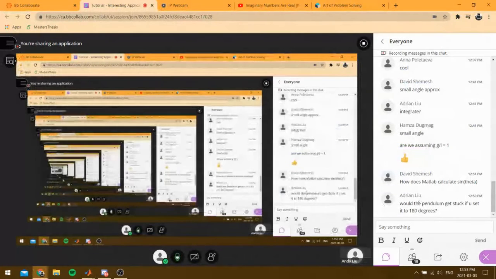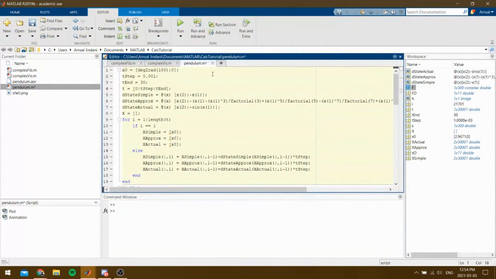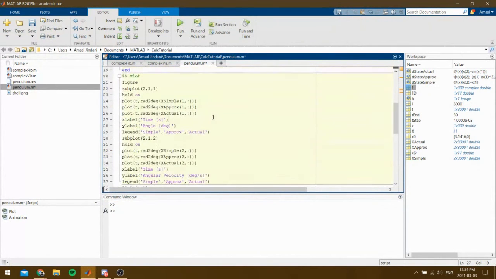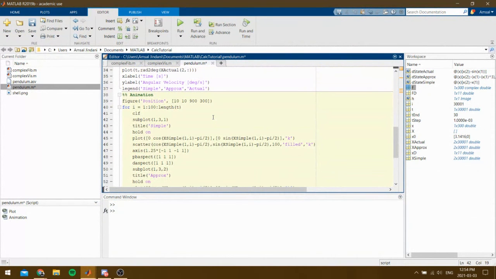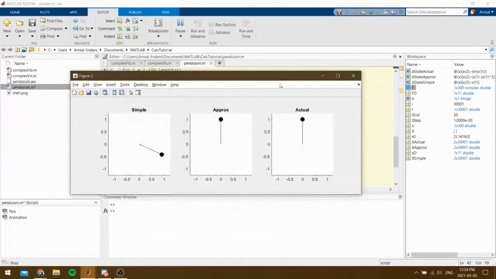Okay, so let me see. Would the pendulum get stuck if you set it to 180 degrees? Yeah, it wouldn't move, right? Actually, all 3 of them wouldn't move in this case. Or no, maybe, let me think. The first one would move. Only the last one shouldn't move, I think. Or even the second one doesn't move. But yeah, the first one's definitely broken.